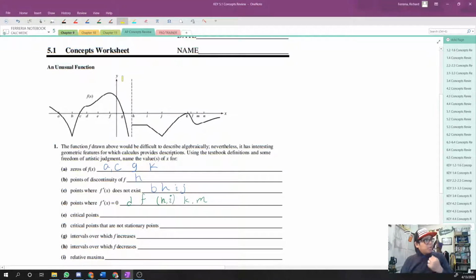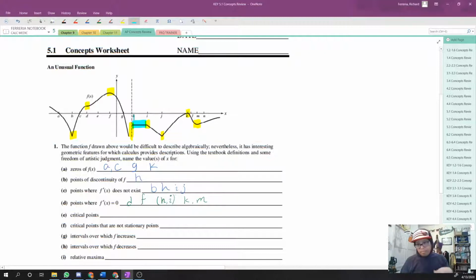Next part here, critical points. Critical points are any places where the derivative is either undefined or the derivative is equal to 0. So it's kind of a combination of C and D. Here's a place where the derivative doesn't exist. Here's a place where the derivative is equal to 0. Here's a place where the derivative doesn't exist. Over here, that would be a critical point. And down over here, that's a critical point here and here. Now, we wouldn't call this a critical point because that's actually an interval. So that's not a critical point.